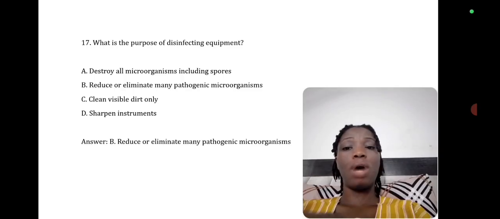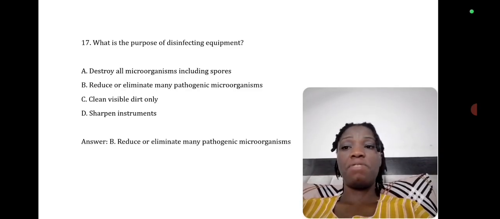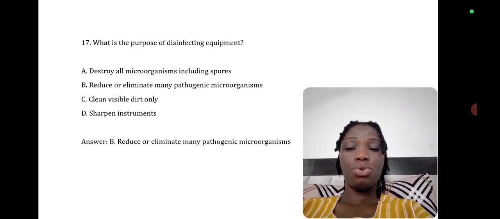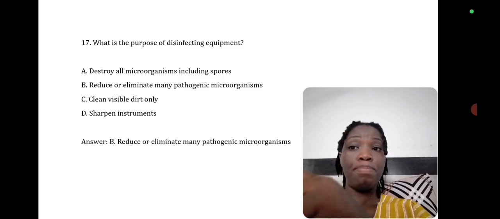Please always note that keyword. It's very important. If you feel disinfection can kill all microorganisms, what about the spores? It cannot kill the spores. So that's why you should not pick A. Instead, you should pick B.